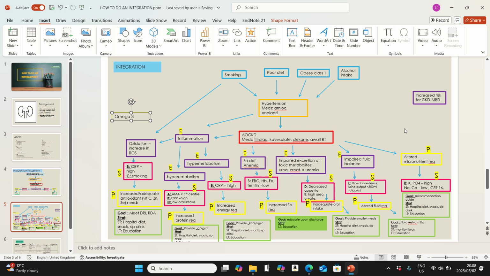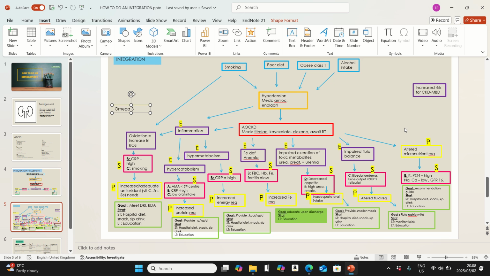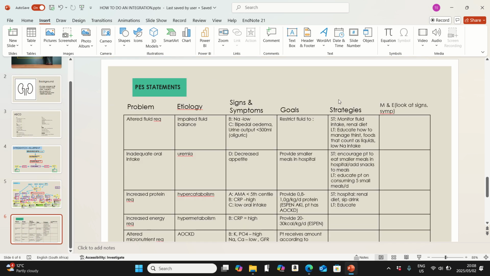And then in the next slide, I've simply just transferred everything that was on the integration into the best table, right? So we have the problem, etiology, signs and symptoms, the goals, strategies, and your monitoring and evaluation. So with the monitoring and evaluation, we need to go back and look at the signs and symptoms to see, okay, there was a low sodium, there was bipedal edema. What am I going to monitor and evaluate?